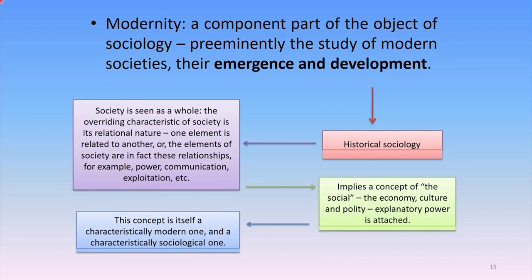One element is related to another, or the elements of society are in fact these relationships, for example, power, communication, exploitation, and so on. We might think of these relationships in a static way, as a system of interactions connecting an entire society at a given point in time.